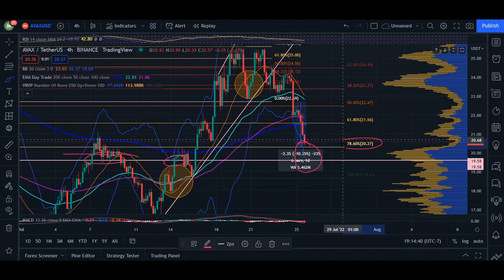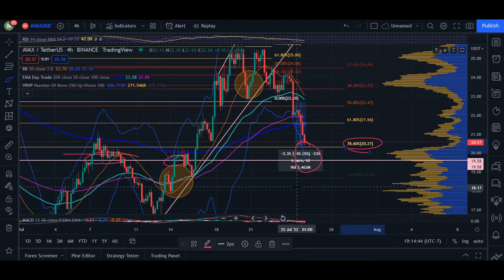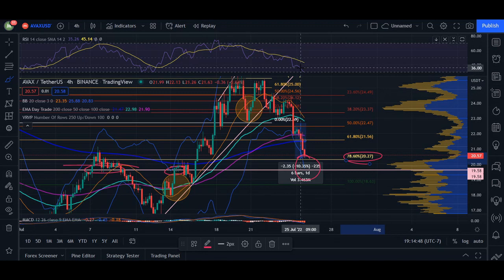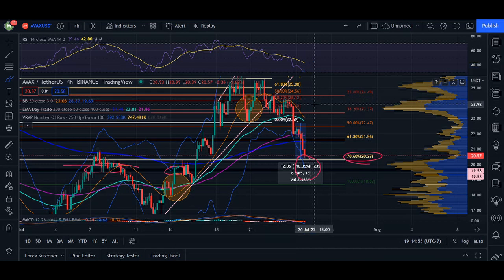So again, if we're not going to be holding at $20.27, this is going to be my target here of $19.58 before we see that reversal come up, or we can possibly see a reversal here depending if the RSI is going to hold here and then we see a crossover. That is basically my update here for you guys for AVAX.